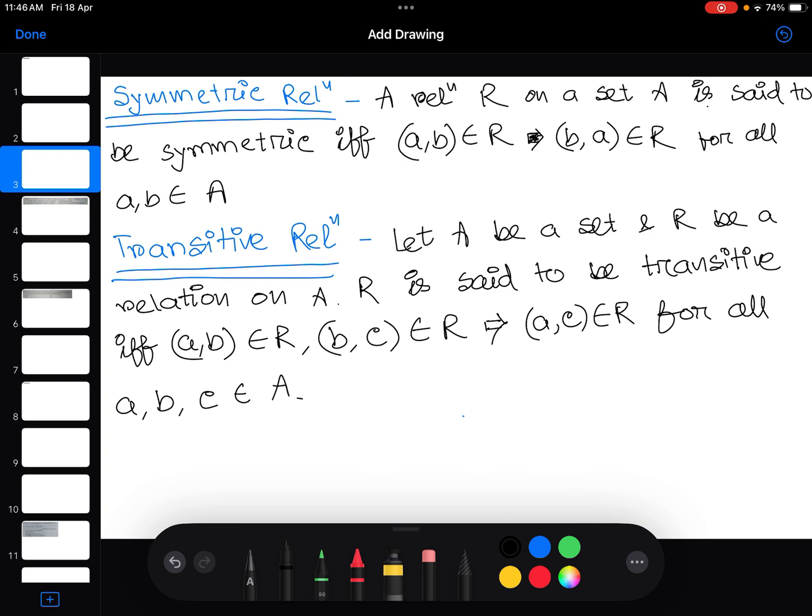Okay, so we get it now. (a, b) belongs to R and (b, c) belongs to R. That implies (a, c) will also be in the relation.